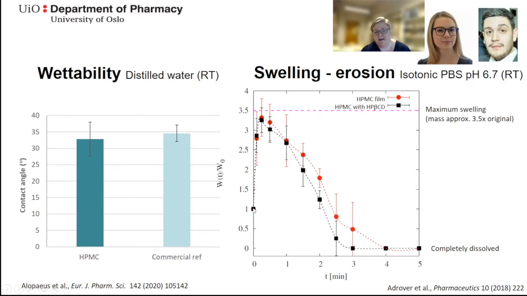quite a lot, and these 2 types of films, showing an HPMC film and an HPMC film with a beta-cyclodextrin, follow the same profile. They swell up approximately 3.5 times the original mass within a few seconds, and then it erodes gradually and is completely dissolved after 3-4 minutes in this setup.